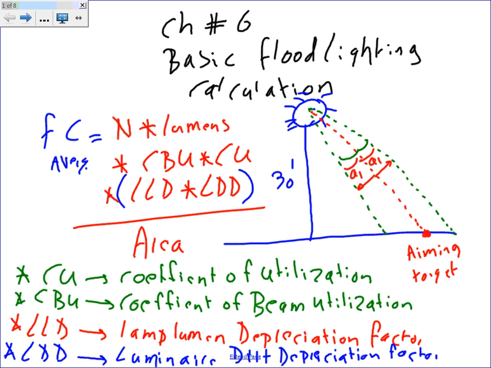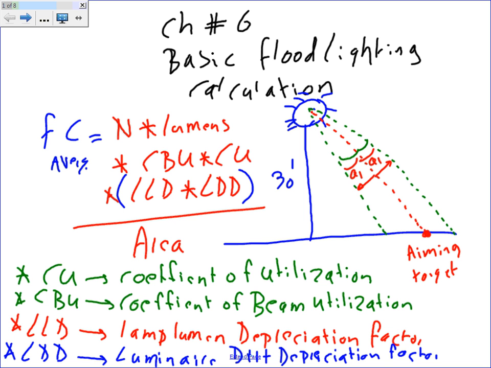CBU, coefficient of beam utilization. You're going to see how they define it. Actually, they take the lumens that hit the actual surface that we need to light, that playground or whatever, divided by the lumens that come out of the fixture. This factor is called coefficient of utilization.